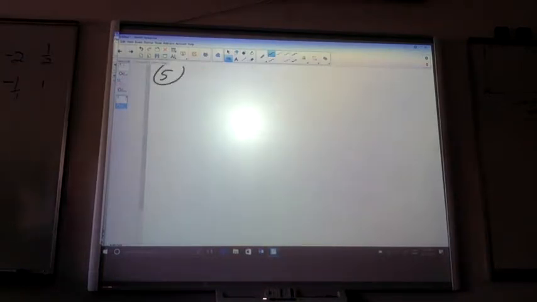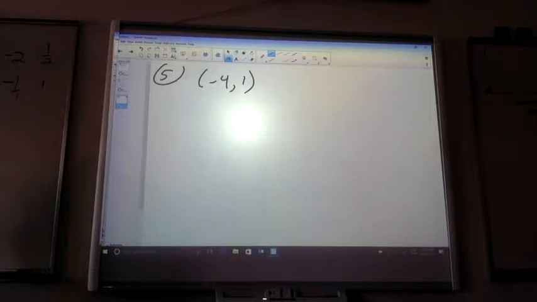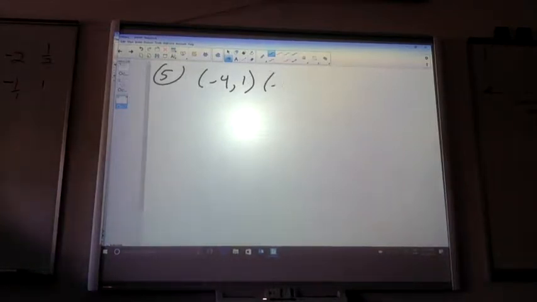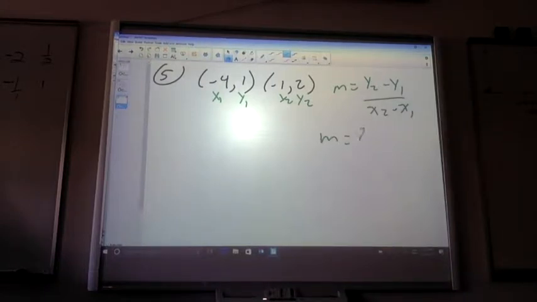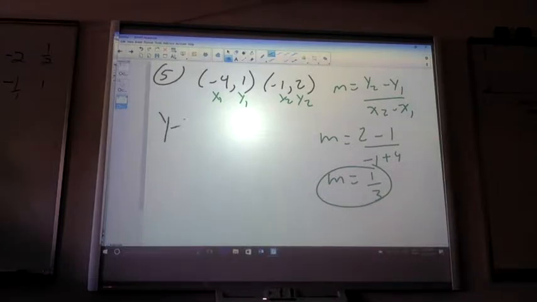Number 5, same thing. Let's see, that's negative 4/1 is one of my points. And negative 1/2. So the first thing I need to do is I need to find the slope. So x1, y1, x2, y2. Slope equation's this. Let's see, 2 minus 1, negative 1, minus minus 4, so 1 plus 4. So this gives me a slope of 1/3. Cool? Now I'm going to use my point slope form.